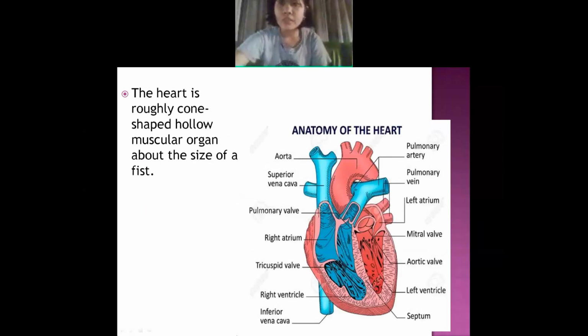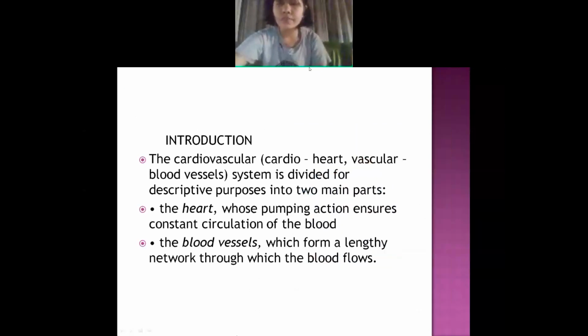Okay, can you tell me, any one of you, what is the shape of the heart? We have already discussed this in the previous class, I mean the previous semester also. What is the shape of the heart?